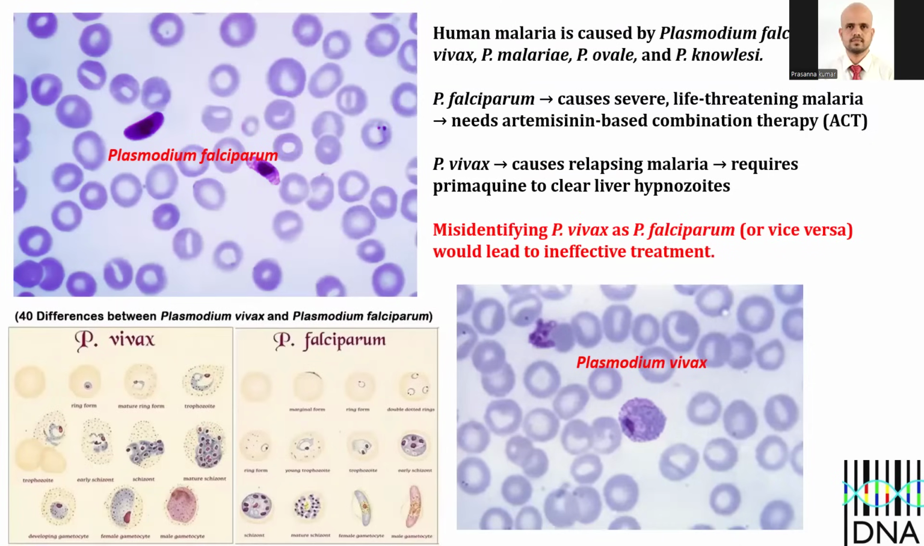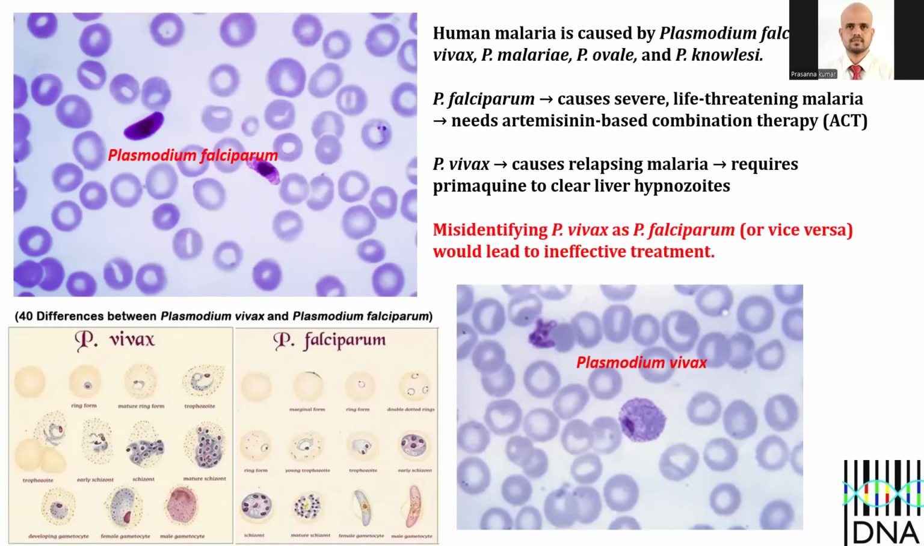Even in medicine, Plasmodium falciparum and Plasmodium vivax can both cause infection, but the treatment is completely different. Falciparum causes severe, life-threatening malaria and needs artemisinin for ACT therapy. But Plasmodium vivax can cause relapsing malaria, which requires primaquine to clear the liver hepatocytes. So it is very important that we know the species before we devise the treatment.